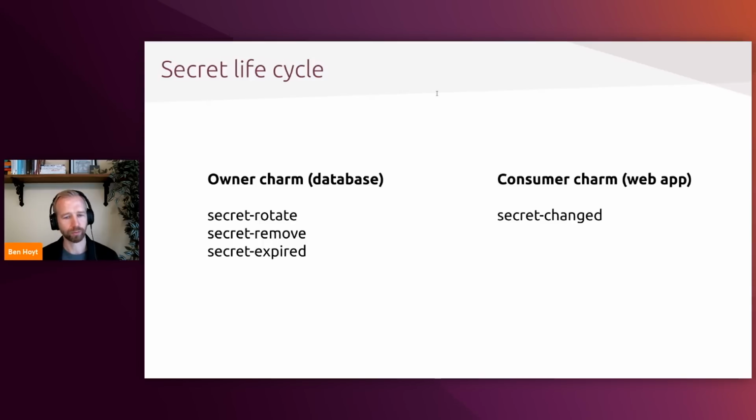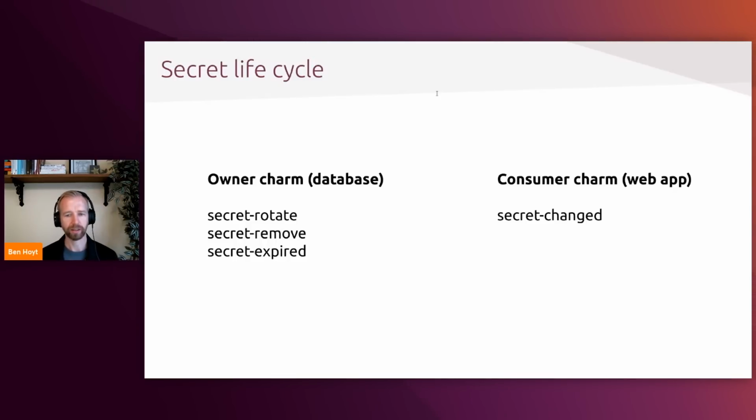When the secret is updated or rotated, so when Juju tells the charm to rotate the secret because a day or a week or a month has elapsed, the web app will respond to the secret changed event and fetch the new content. So all the consumer charm has to do is respond to secret changed. When the owner charm, which is the database in this case, adds a secret, it can set a rotation time and an expiry time. And Juju automatically manages those and sends the owner charm events when it needs to create or remove secret content. So these are the three secret owner events.